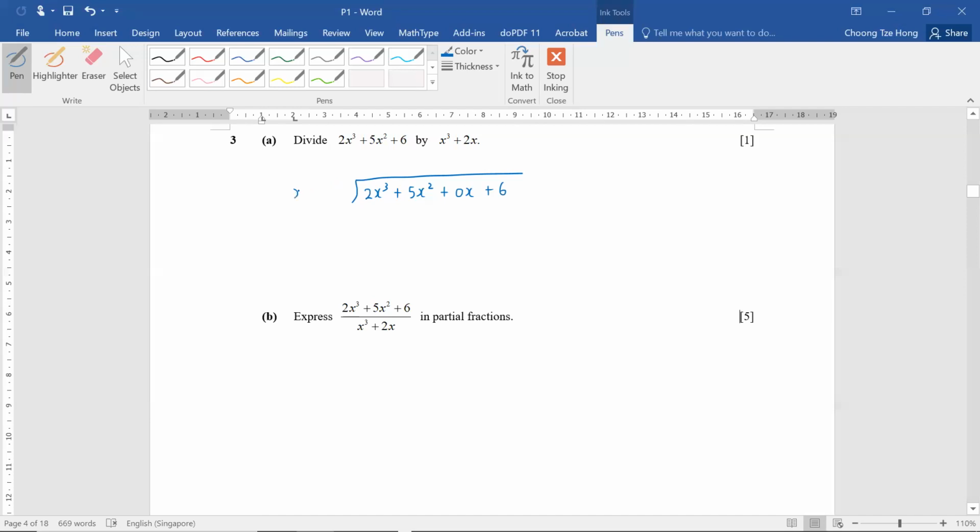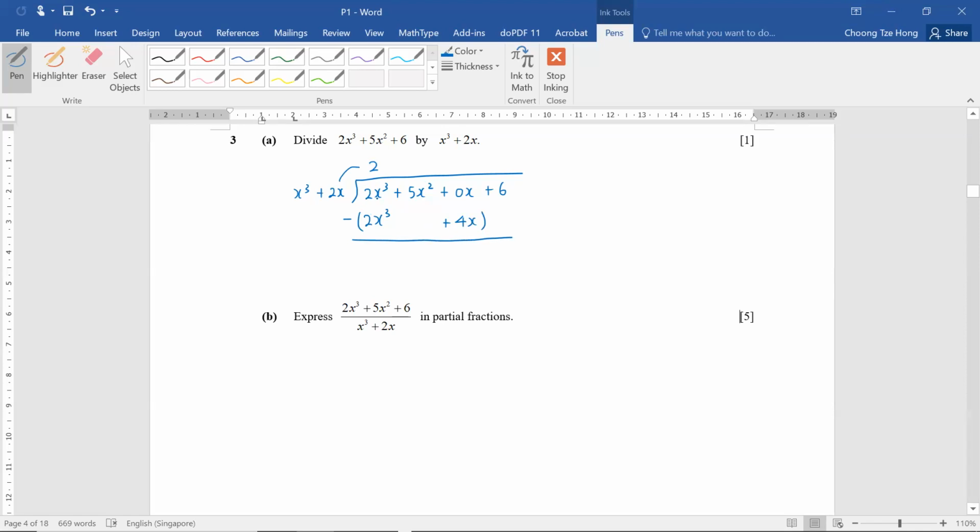The divisor is x cubed plus 2x. The first thing we do is take 2x cubed divided by x cubed, which simply gives us 2 here. So we will subtract 2x cubed. The next thing will be 2x times 2, which gives you plus 4x. Instead of writing the plus 4x below this 5x squared, we will write the plus 4x over here. Then we can do the subtraction.